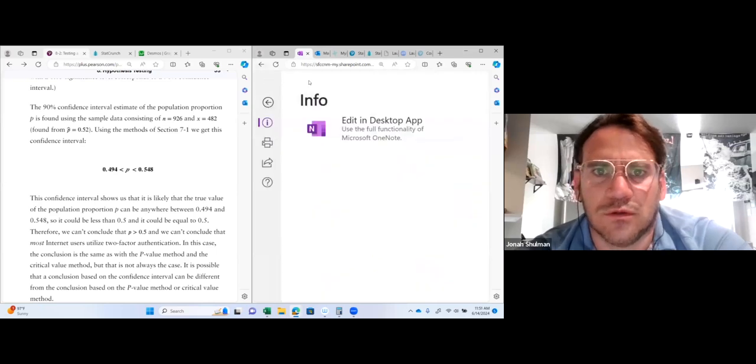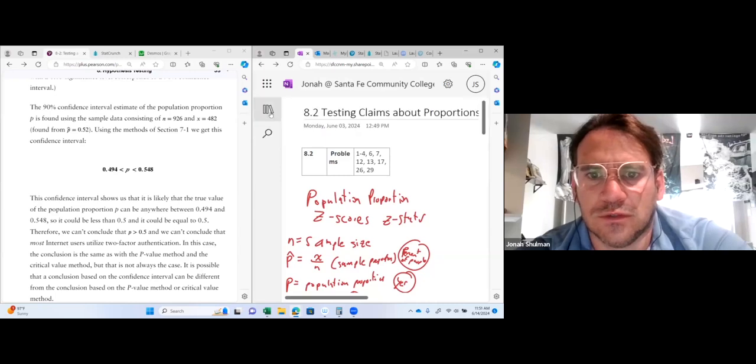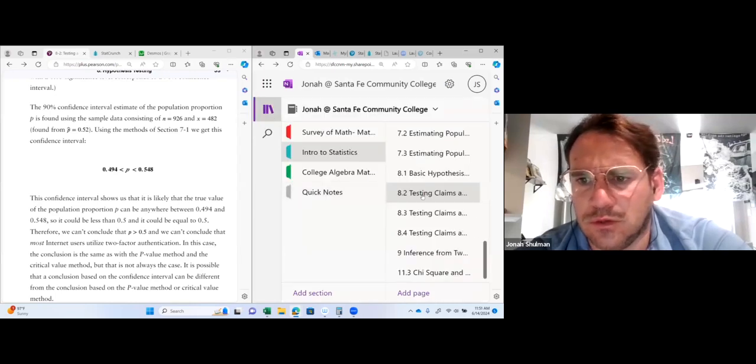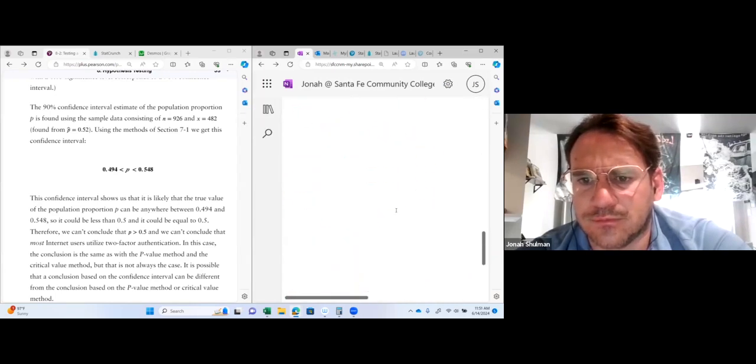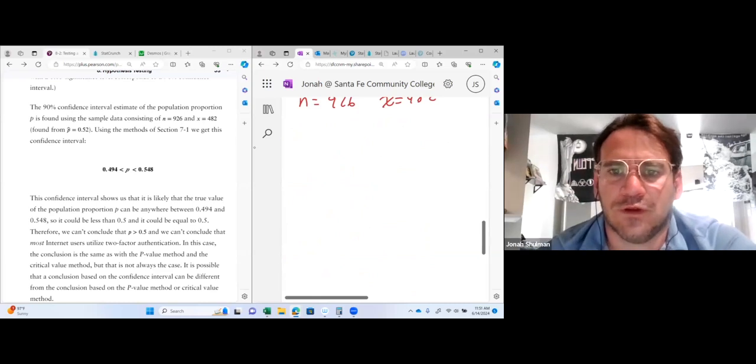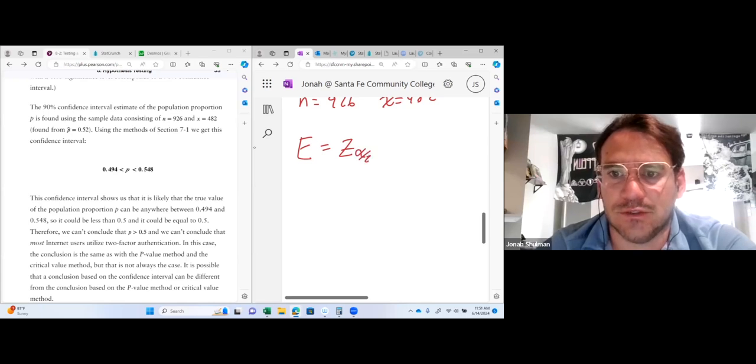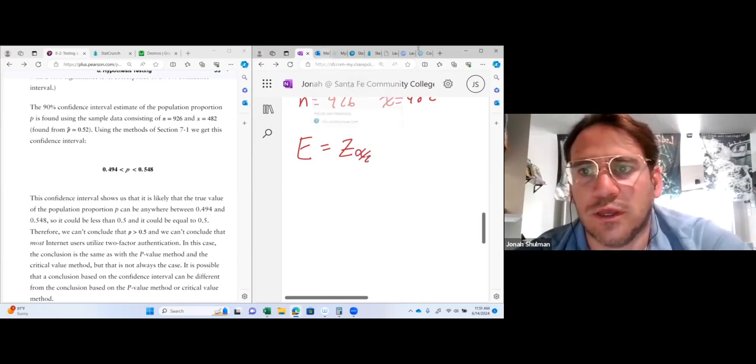Oops. I don't like when the book doesn't give you all the information. So here we go. I'm going to go back to 8-2. The formula for error is what? It's our z-score, alpha divided by 2. And then, I'm just going to open another one so I have it next to it.